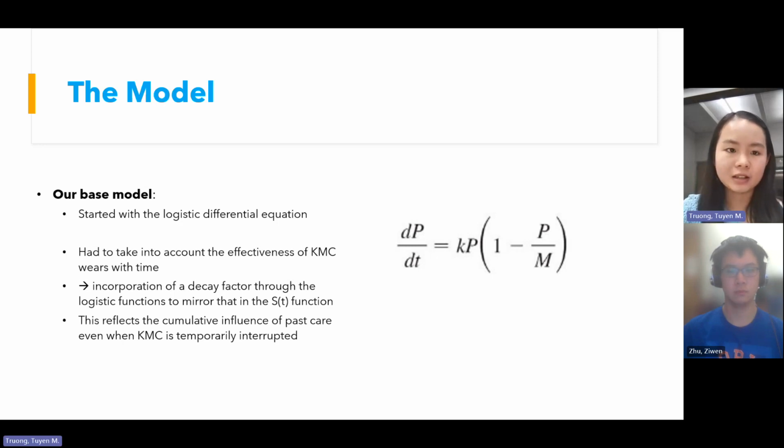mortality rate can be. But then we realized that we had to take into account that the effectiveness KMC does have a diminishing return effect. So that's why we ultimately have to account for that, and we can't just use the basic logistic function. We had to make adjustments to that to reflect the cumulative influence of past care, even when KMC is temporarily interrupted in our model.